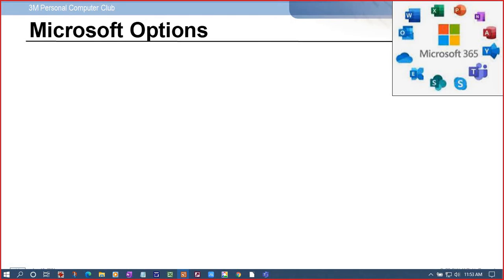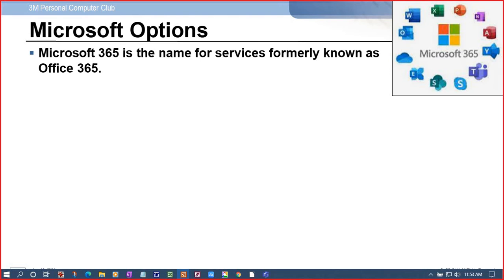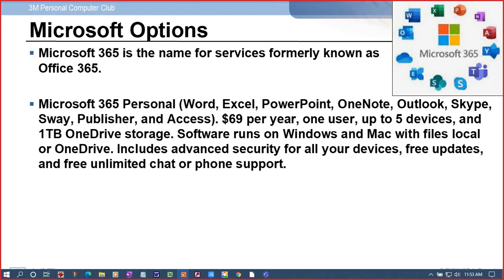We'll first start talking about some of the Microsoft options. So Microsoft now calls their package Microsoft 365. And that's the name of services that used to be known as Office 365. So within the last 6 months or whatever, or maybe a year, they changed the name from Office 365 to Microsoft 365.